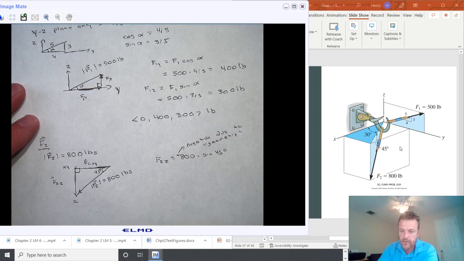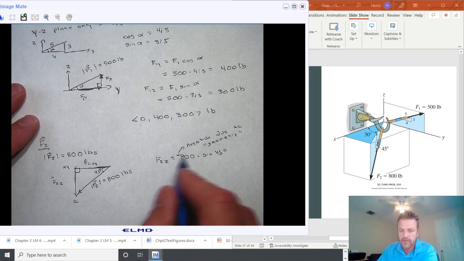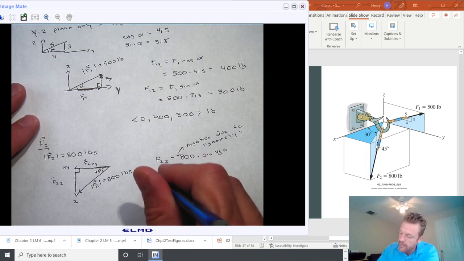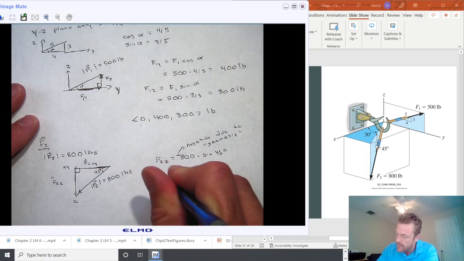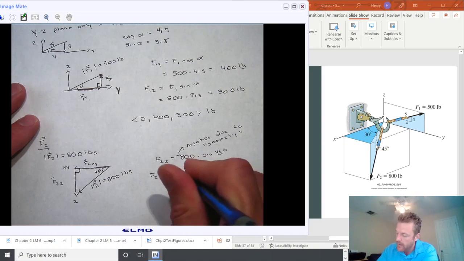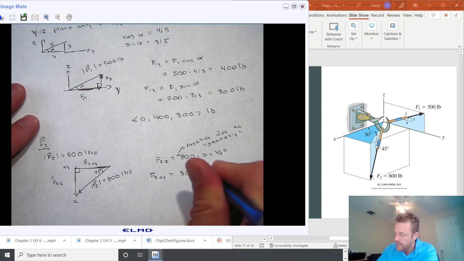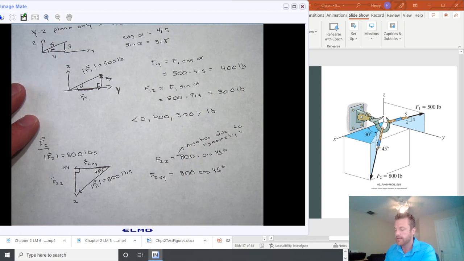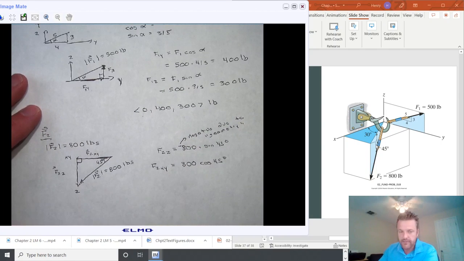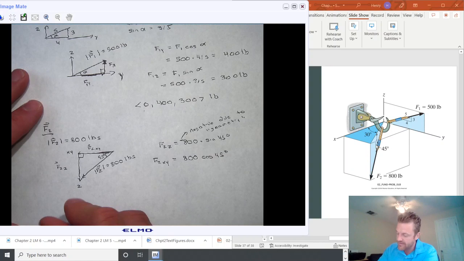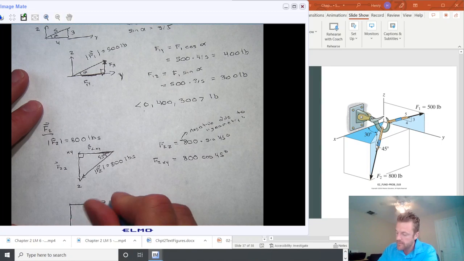So in order to be a right-handed coordinate system, the z-axis is pointing up. Notice that the z component of this vector would point down. And since we were given a declination angle of 45 degrees, we're going to have to do that manual adjustment ourselves. In terms of decomposing F2 into the xy plane, that's going to be 800 times the cosine of 45 degrees. And then once I've projected into the xy plane, I'm going to need to do a decomposition.